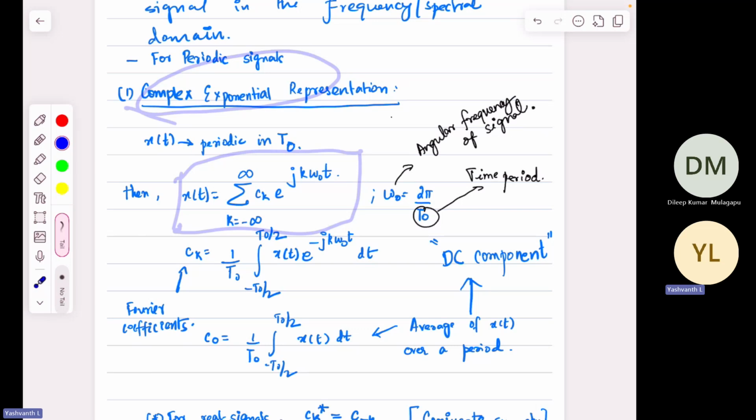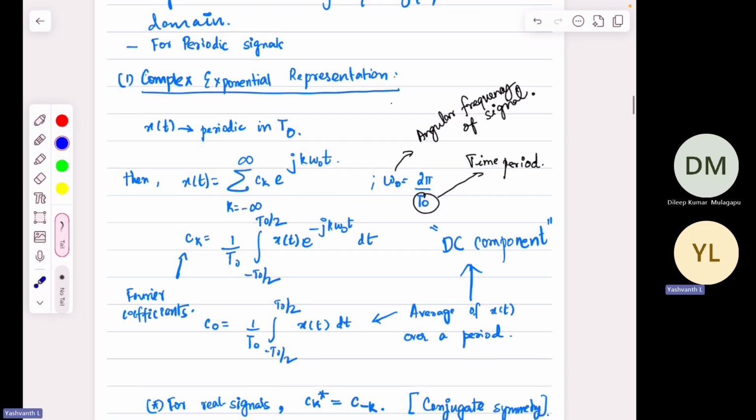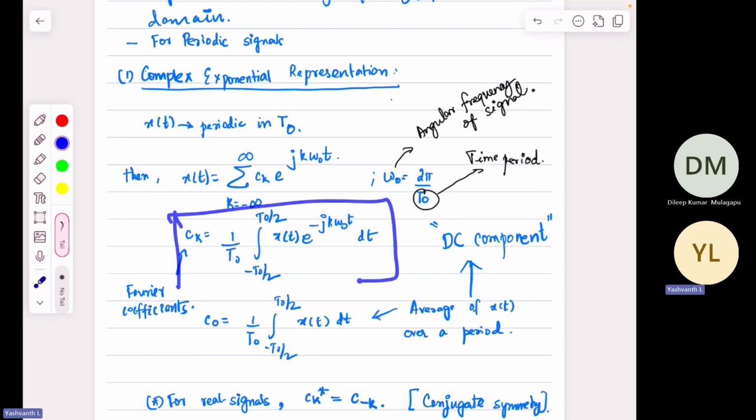In particular, it's called the complex exponential representation of Fourier series. Why is it complex exponential? Because it's an exponent e power some complex number, jk omega naught t. So this is called the complex exponential representation of Fourier series. And ck is basically given by this integration here.